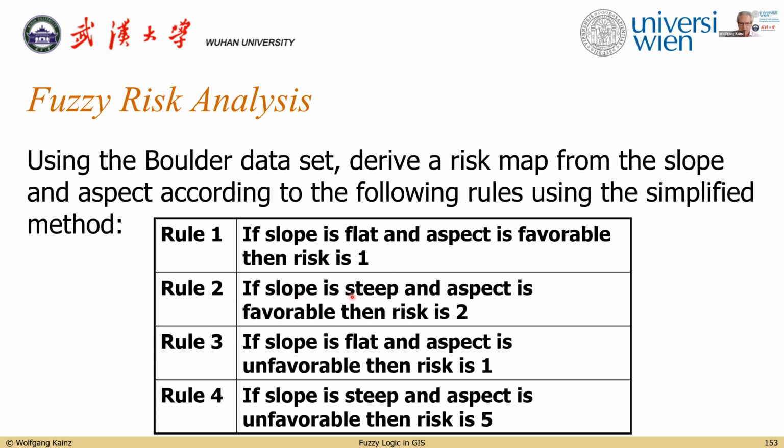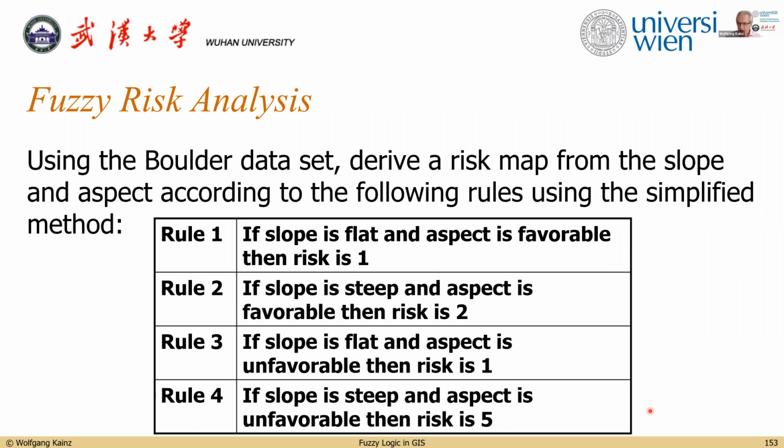So rule number 1, if slope is flat and the aspect is favorable, then the risk is 1. Rule number 2, if the slope is steep and the aspect is favorable, then the risk is 2. Rule number 3, if the slope is flat and aspect is unfavorable, then the risk is 1. And rule number 4, if the slope is steep and the aspect is unfavorable, then the risk is 5. So what we see here is we have 4 rules dealing with aspect and slope. And depending on the aspect and the slope values that we have in our map, the risk is a certain value according to our rules. So the risk is between 1 and 5, basically.